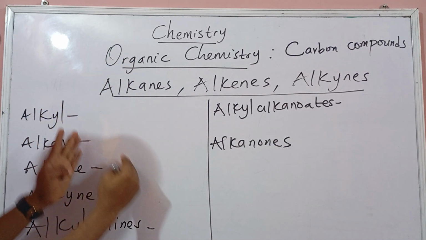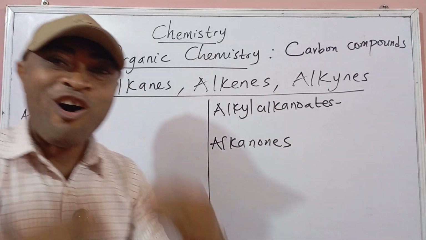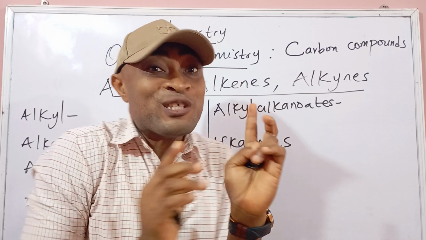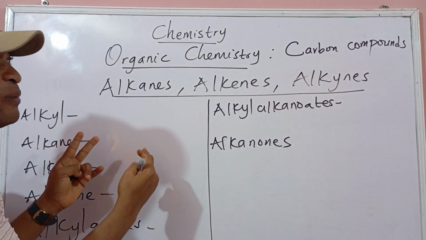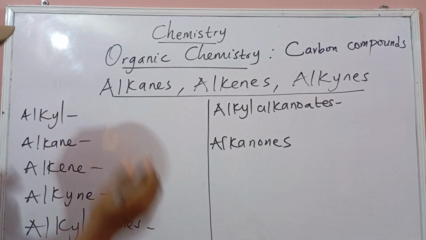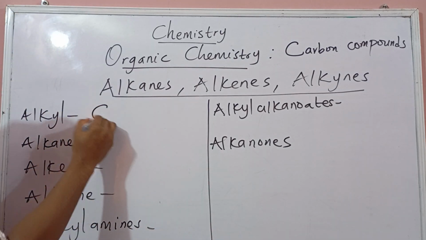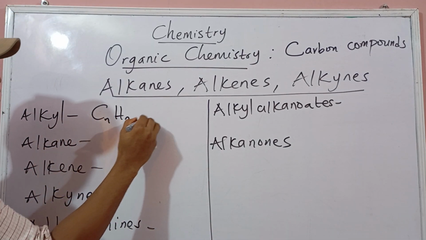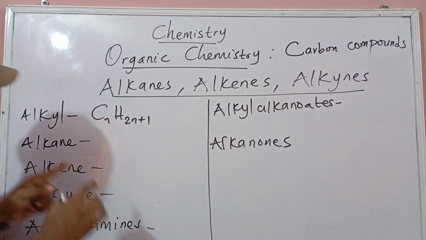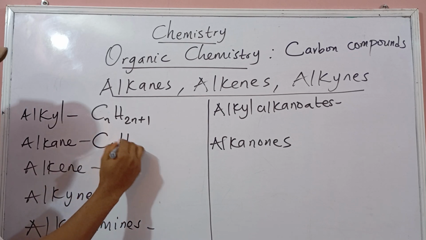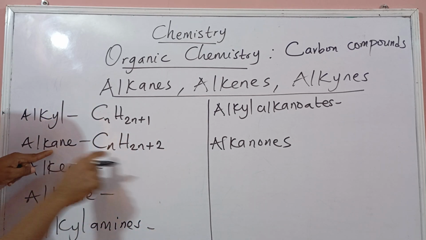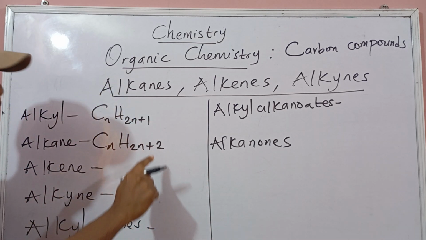Now, one thing you must know about all of these groups is that they all have different general molecular formula. So first, you must know what is the general molecular formula of all of these compounds. We still have so many more. Now, what is the general molecular formula for alkyl? That is our CnH2n+1. That is what? Our alkyl group. Our alkane, CnH2n+2. Now that means every member of the alkane must conform to this general molecular formula.